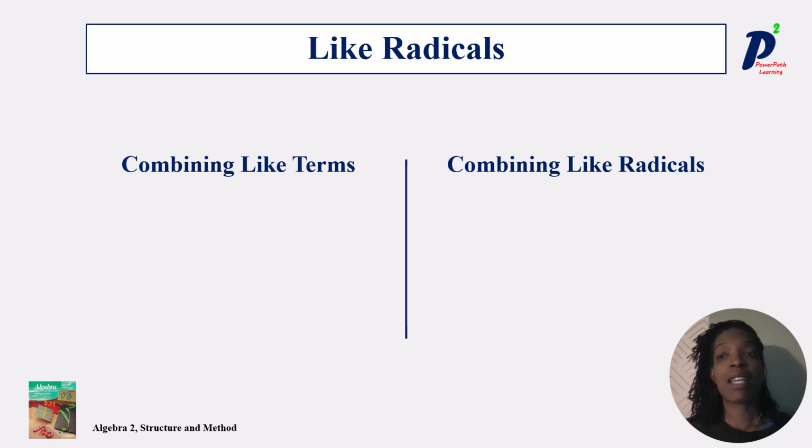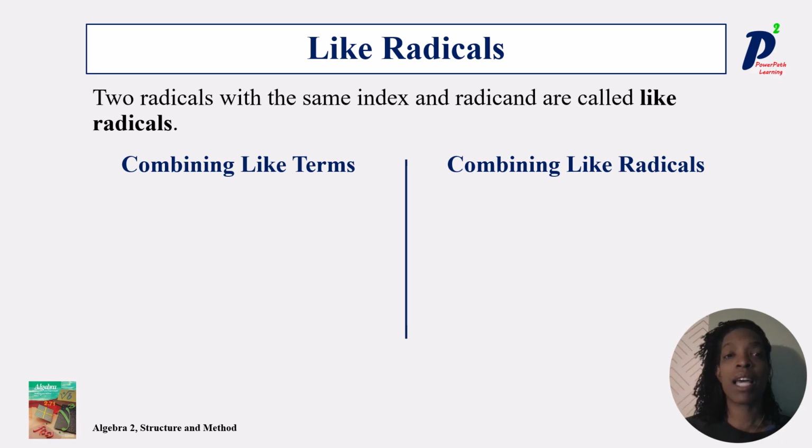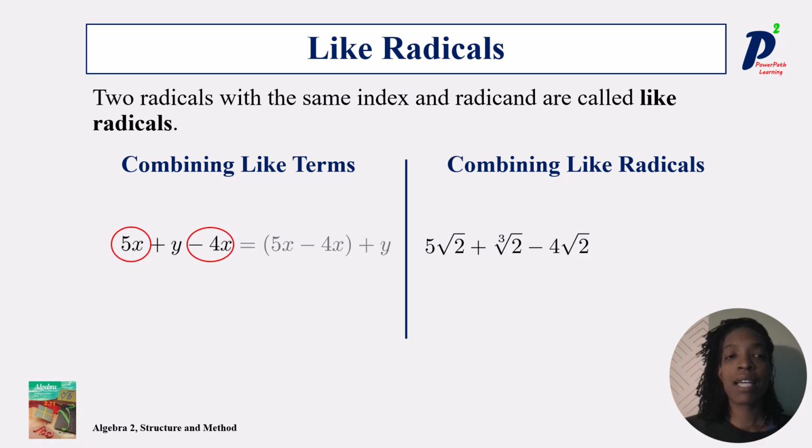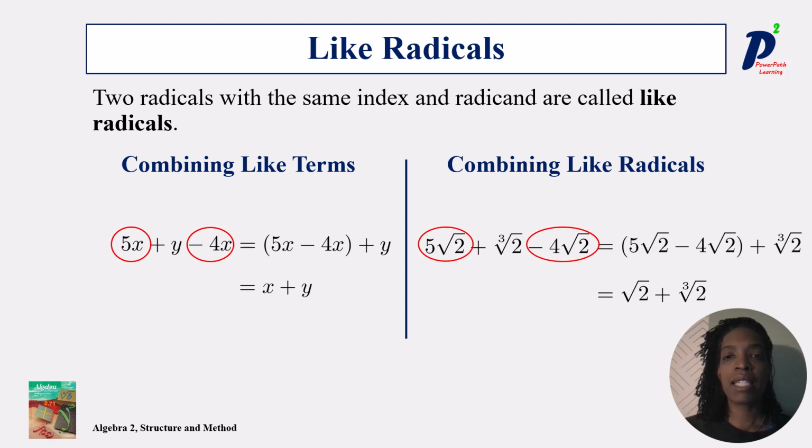When radicals have the same index and radicand, we can combine them in the same way as like terms. For example, the expression 5x plus y minus 4x versus the radical expression 5 square root 2 plus cube root of 2 minus 4 root 2, these are actually going to be combined in the same way. In the first one, we combine our like terms 5x and negative 4x to get x plus y. In the second one, our first and third terms are the same, and we get root 2 plus cube root of 2. Just remember, the cube root of 2 can't be combined with anything else, not the same index and same radicand.